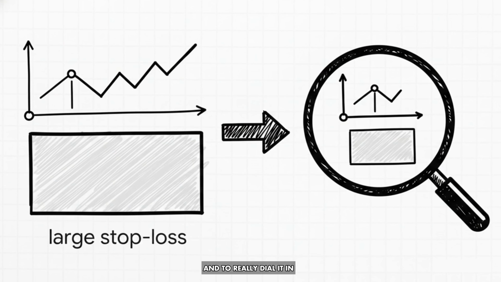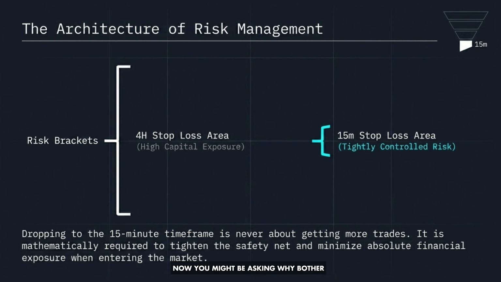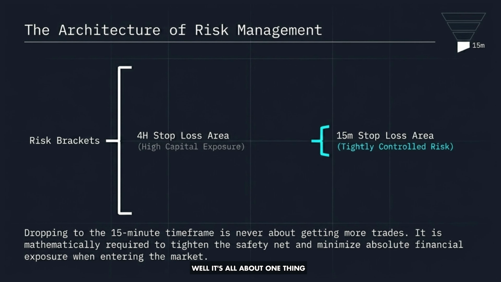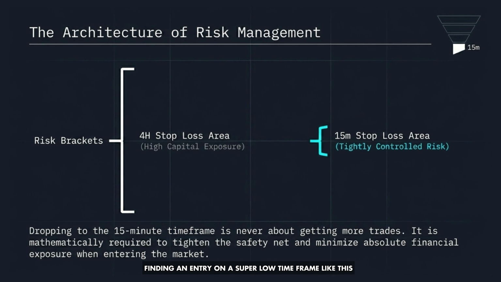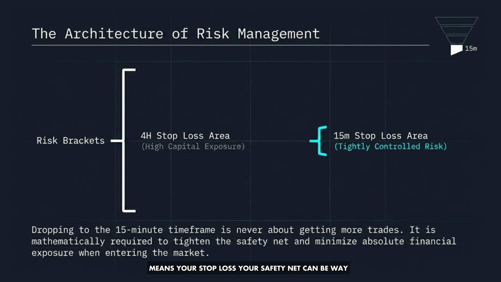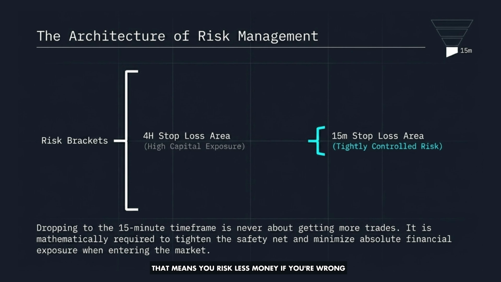And to really dial it in, they'll often go down one more level to the 15-minute chart. Now you might be asking, why bother? Well, it's all about one thing, managing your risk. Finding an entry on a super low time frame like this means your stop loss, your safety net, can be way tighter. That means you risk less money if you're wrong.